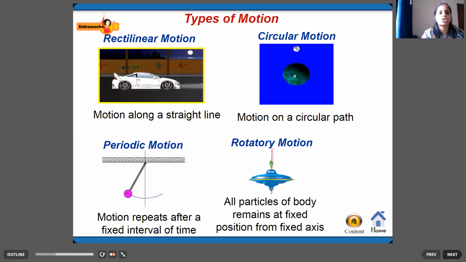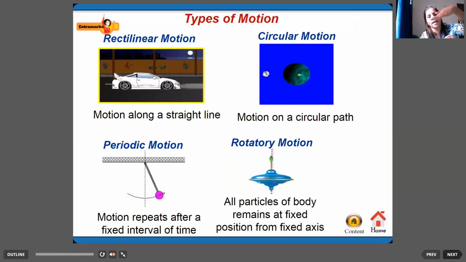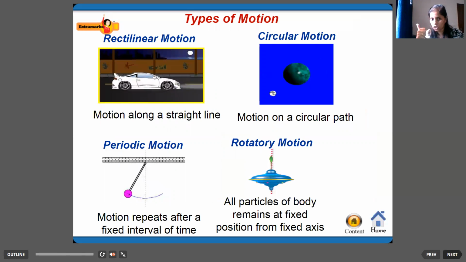The types of motion: rectilinear motion, circular motion, periodic motion, and rotatory motion. Rectilinear motion is when an object moves in a straight line. Motion in a circular path means when an object moves in a circle, the whole body is moving in a circle. We call it circular motion.